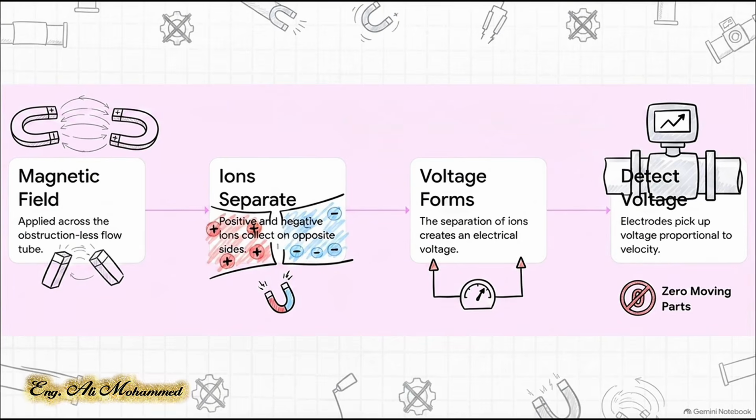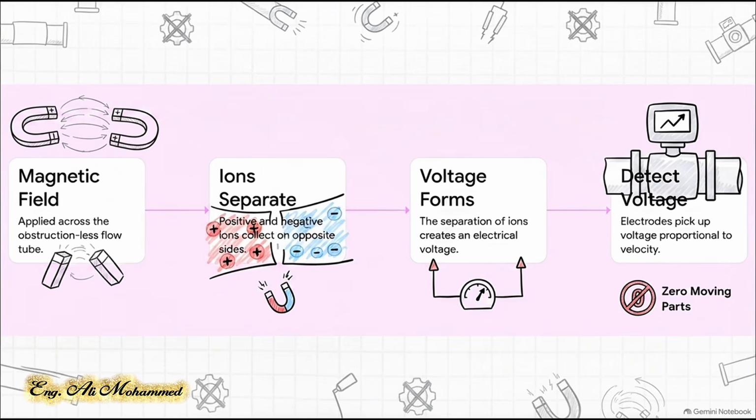But what if your fluid is full of sludge, or you literally just can't afford the pressure drop of a physical rotor sitting in the pipe? You use a magnetic flow meter, and this brilliantly illustrates Faraday's law of induction. The meter applies a constant magnetic field across a completely open, obstructionless flow tube. If the fluid is conductive, it's packed with positive and negative ions. As this conductive fluid rushes through the magnetic field, the force shoves the positive ions to one side of the tube and the negative ions to the other.